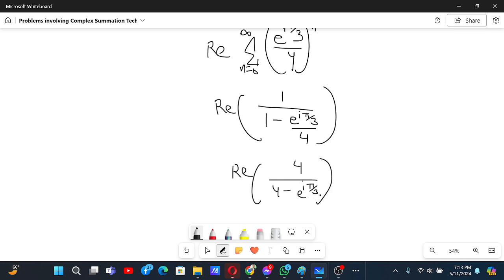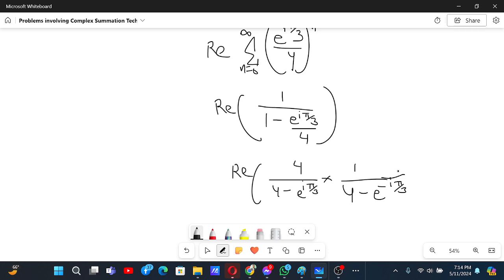Now we can either just expand this and then rationalize the denominator, so as to have only real numbers in the denominator, and then find the real part from the numerator. That is a possible option, but the other option, to make the denominator a real number, is to multiply by the same number but with the conjugate, that is, to multiply by 4 minus e to the power minus i pi by 3.